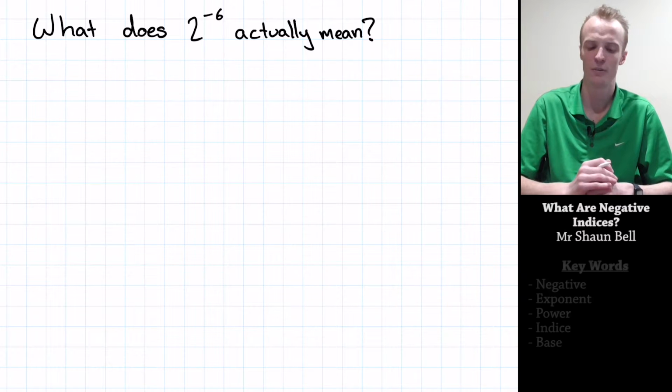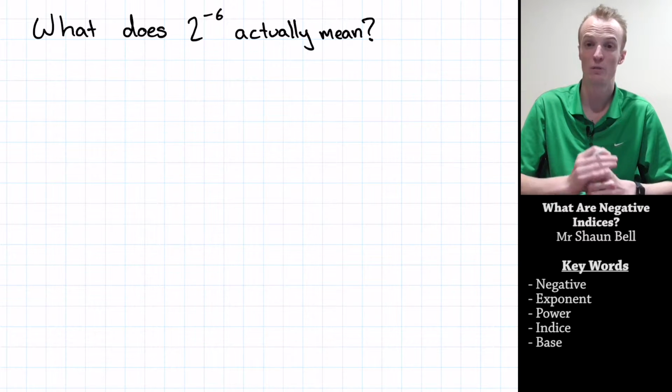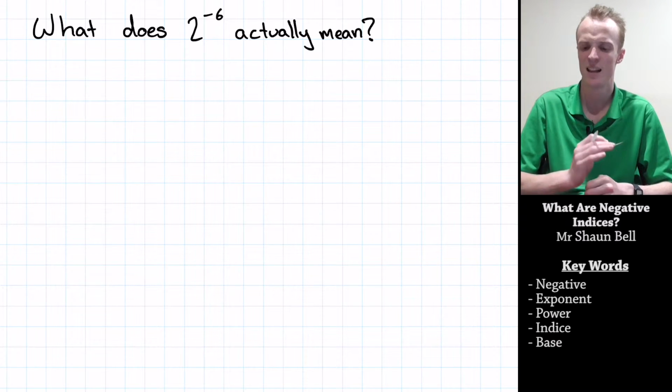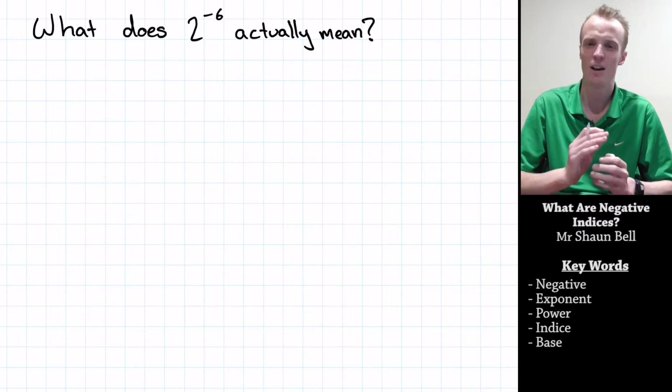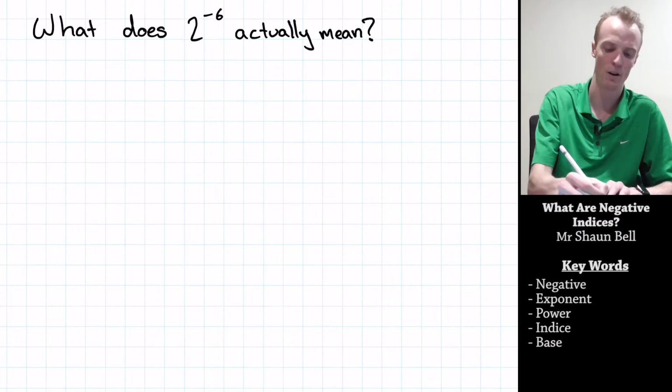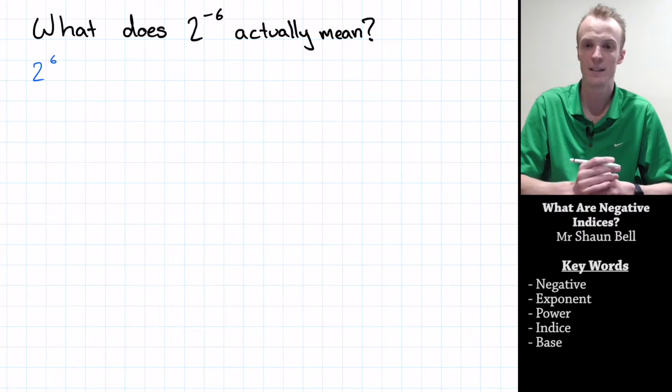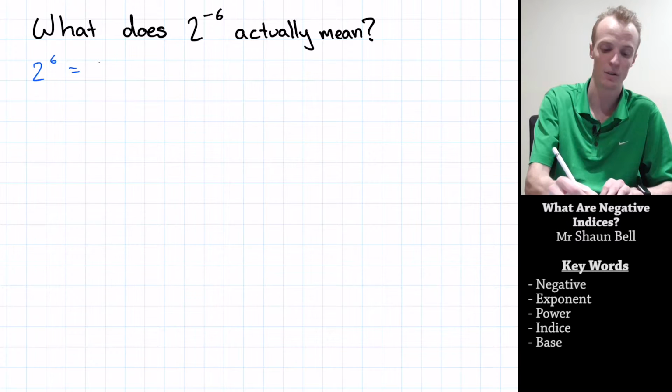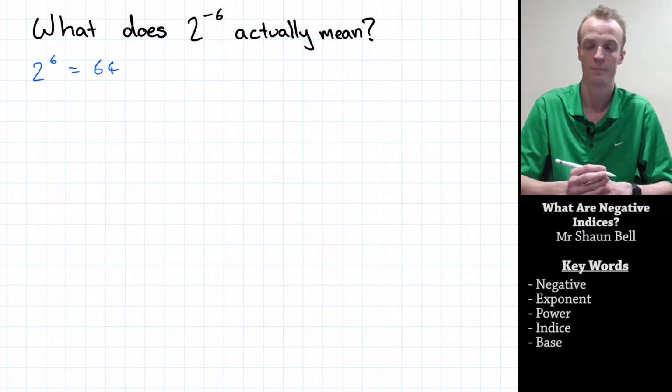Now I want you to consider for a moment, what does 2 raised to the power of negative 6 actually mean? Well, to investigate this, I'm going to have a look at some of the powers of 2 and see if I can see a pattern occurring. So let's consider something that we know. What does 2 to the power of 6 equal? Well, that's easy. That's 2 times itself 6 times, which is equal to 64.